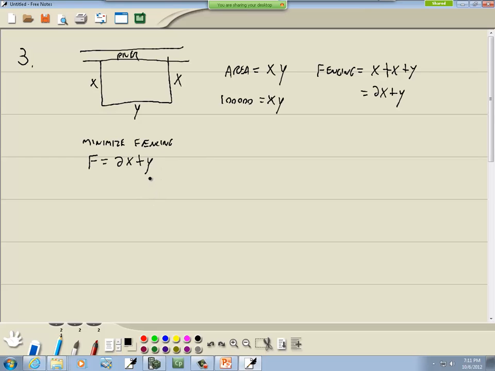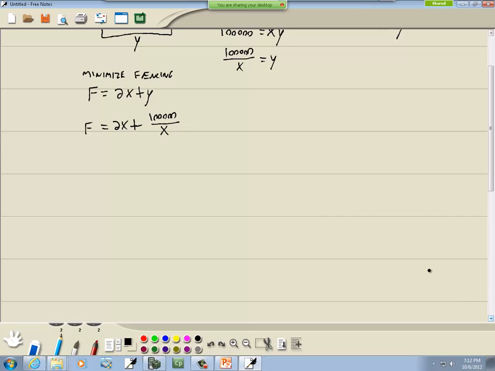And again, how we get mins and maxes, we take the derivative. Problem with this formula is we got both X's and Y's on the right side. We can only have one variable. Well, again, easy enough. I can take this one and I can solve for Y. So I divide both sides by X. So we got 100,000 over x is equal to y. And this becomes 2x plus 100,000 over x. And now after we've done that, we can take the derivative of this.